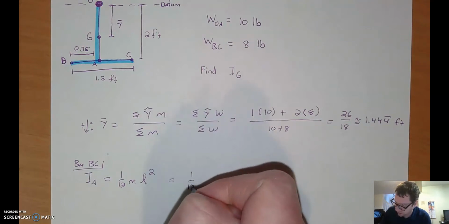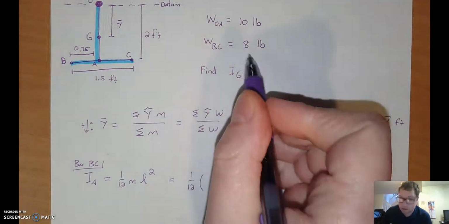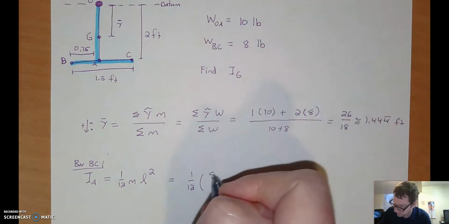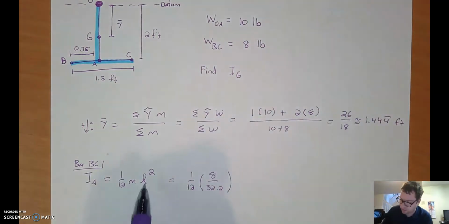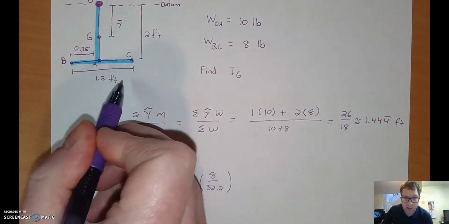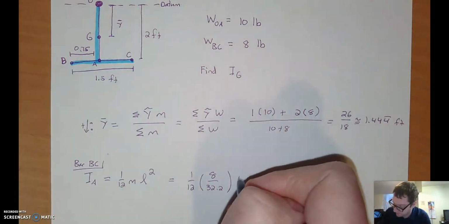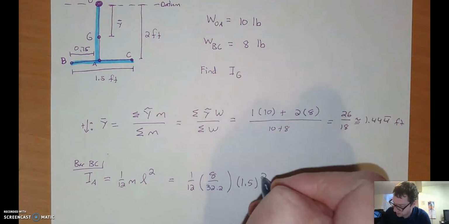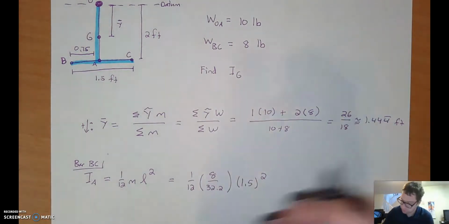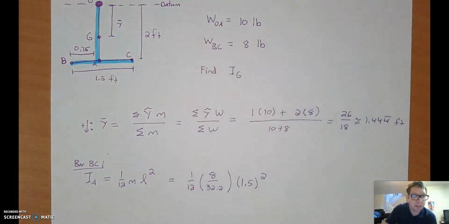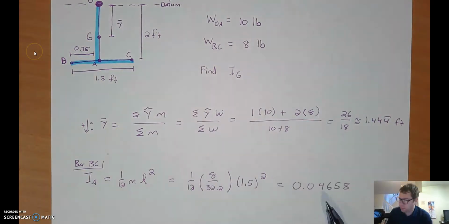So 1/12, the mass of this is going to be our 8 pounds divided by 32.2 for gravity. The length, it has a total length of 1.5 feet, and we can square that. Let me calculate that real quick. We'll be right back. All right, I'm back. So the answer is 0.04658. So that's the mass moment of inertia about A for bar BC.